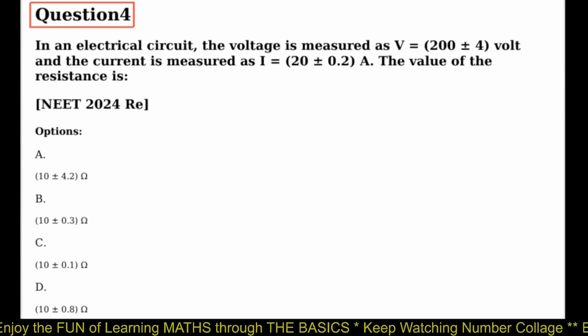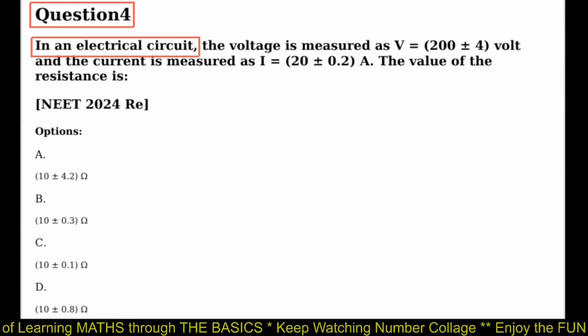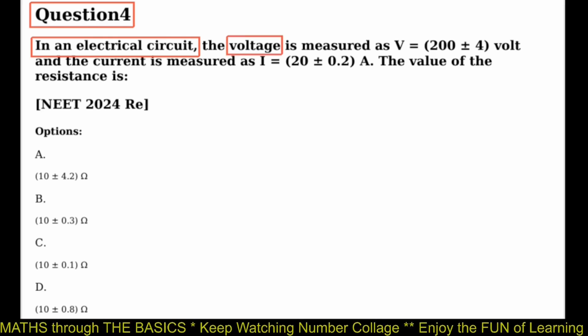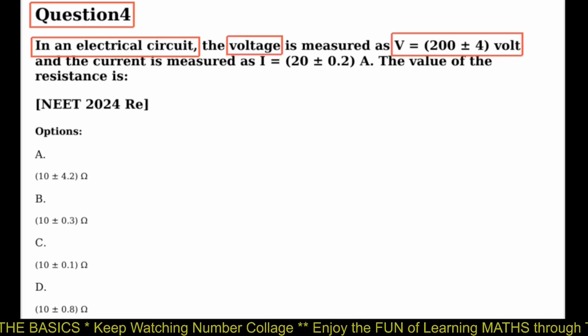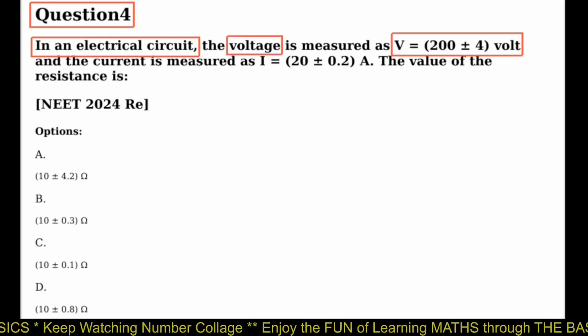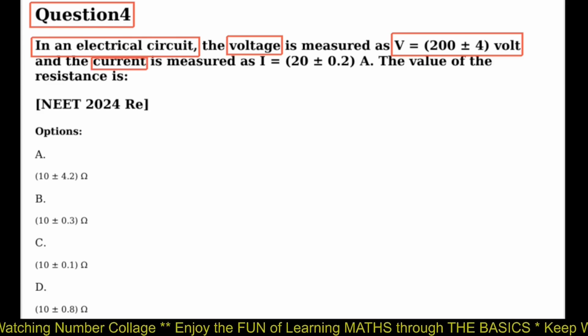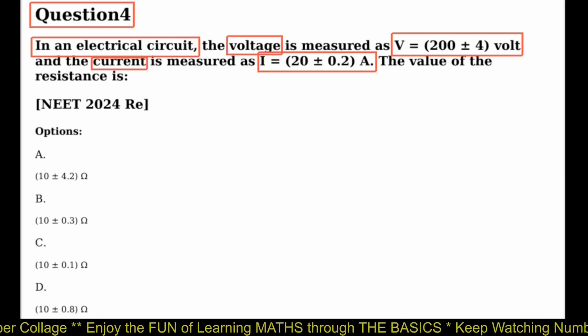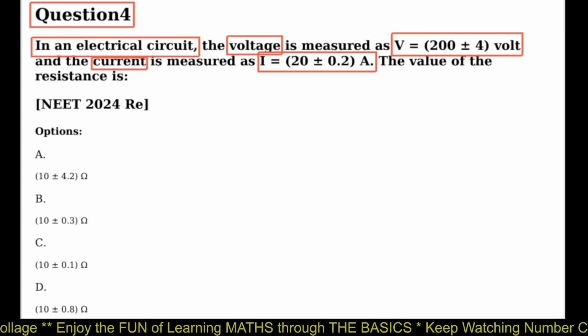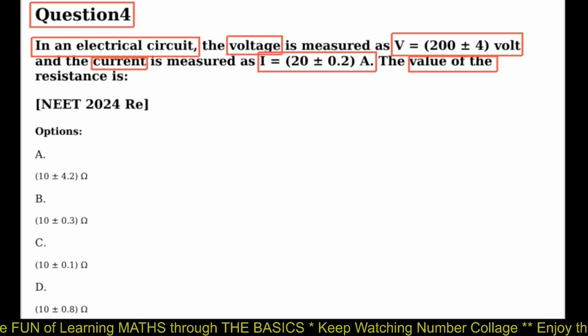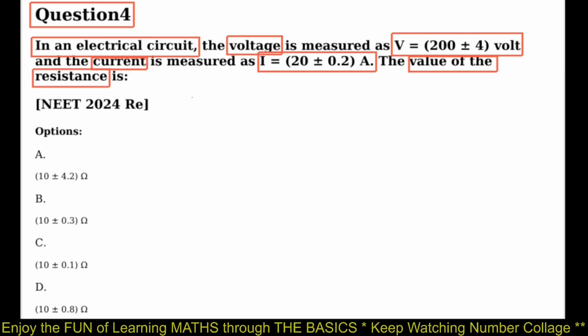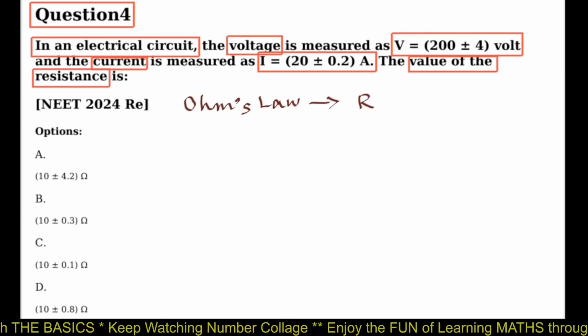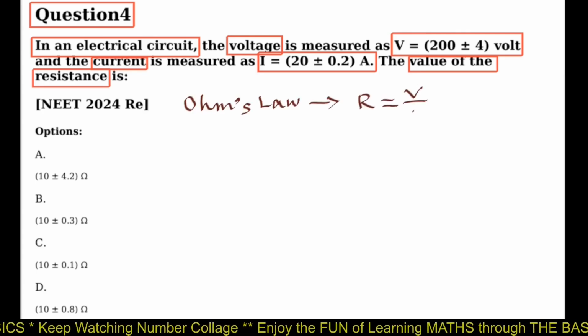Question 4. In an electric circuit, the voltage is measured as V equals 200 ± 4 volts and the current is measured as I equals 20 ± 0.2 ampere. We have to find the value of the resistance. By Ohm's law, we have resistance R equals voltage upon current.